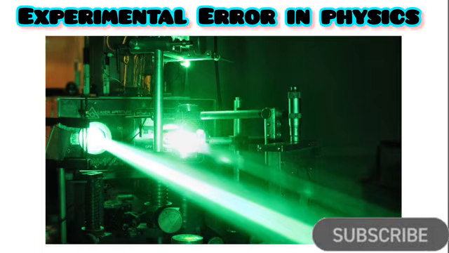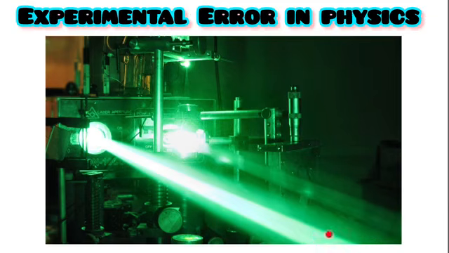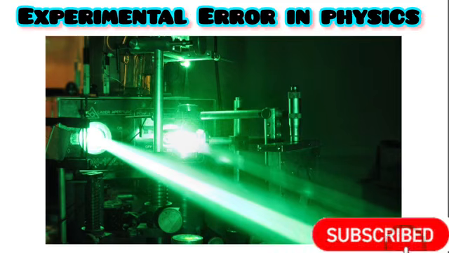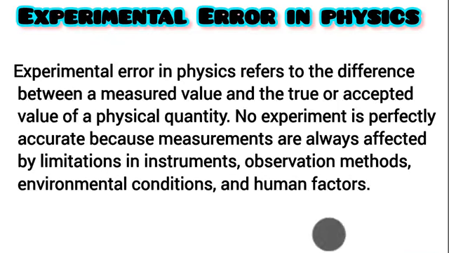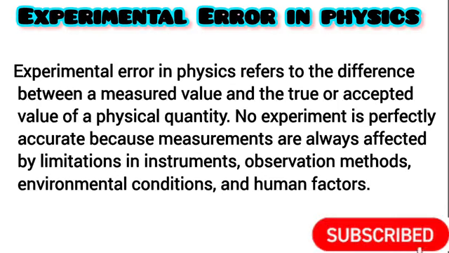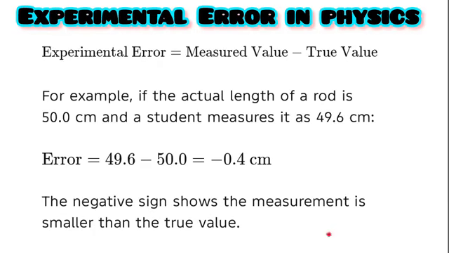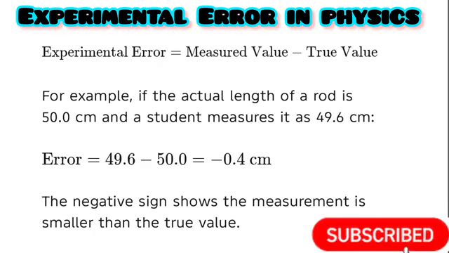In sciences, we carry out experiments and errors occur. No experiment is actually perfect. So, experimental error has to do with the difference between the measured value and the true value or the accepted value of a physical quantity. Errors can be as a result of faulty instruments, even human factors, environmental factors, and all that. So, I can say experimental error is equal to the measured value minus the true value.